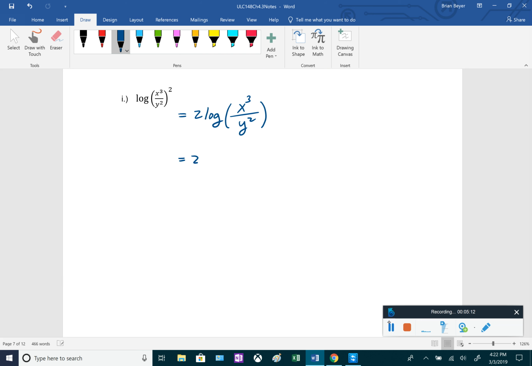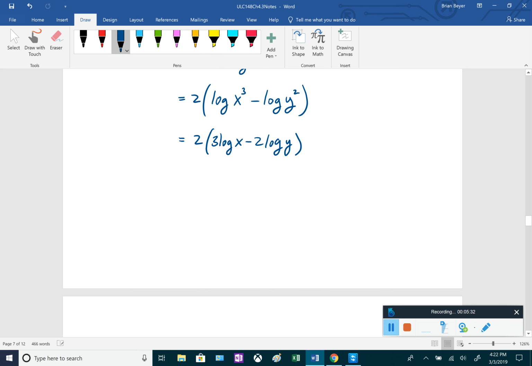Then it's going to be the quotient rule, so make sure you start parentheses. So 2 times log x cubed minus log y squared. Now I'm going to do the power rule, so it's going to be 3 log x minus 2 log y. And I'm just going to distribute that 2. So 6 log x minus 4 log y, and that would be our answer.